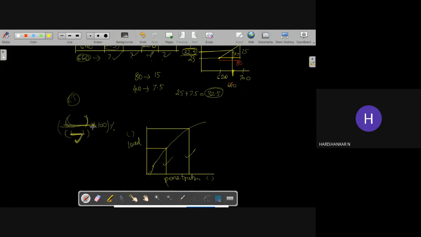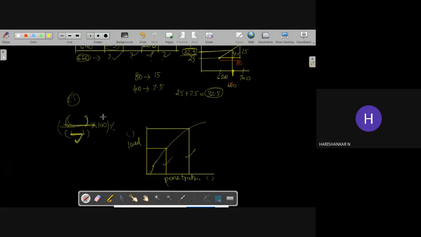For this purpose you should have equipment capable of providing load, and the penetration can be measured from a dial gauge. You will have a cylindrical specimen, and you also have a plunger to penetrate the specimen.